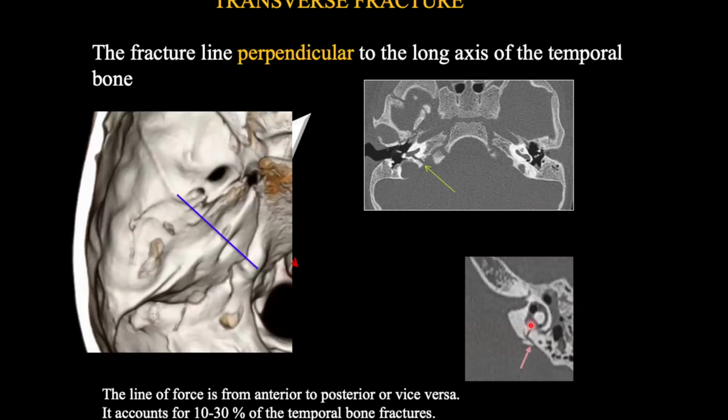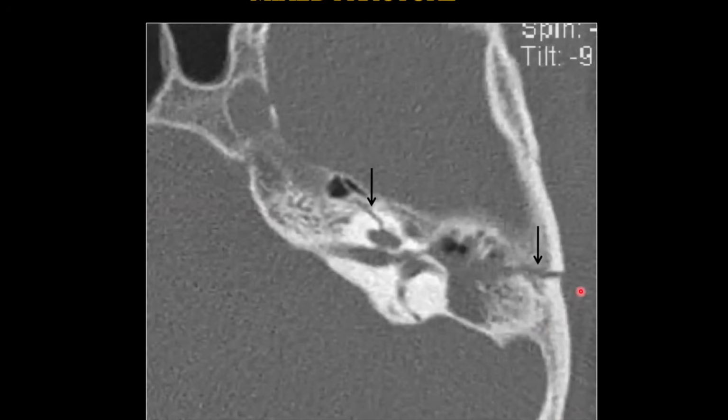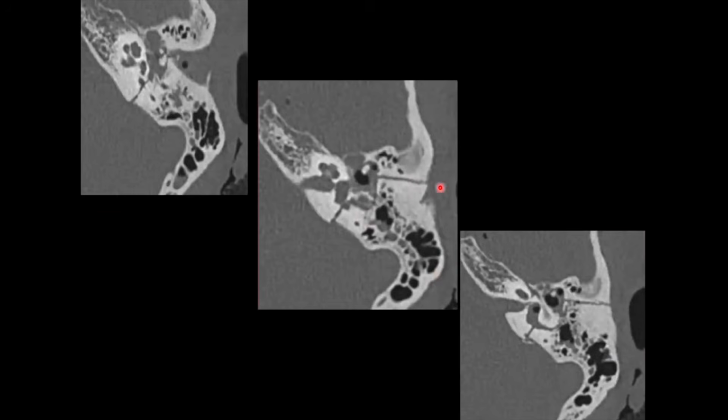So this is the transverse fracture. Now what is this? This is a mixed fracture. This is a longitudinal fracture. This is hemotympanum, hemomastoid. And there is another fracture line which is involving the cochlea. But in this patient, there is no pneumolabyrinth. No air is seen within the bony labyrinth. Now, this patient has both a longitudinal and a transverse fracture. So this is a mixed type of fracture. This is kind of a figure of 8.